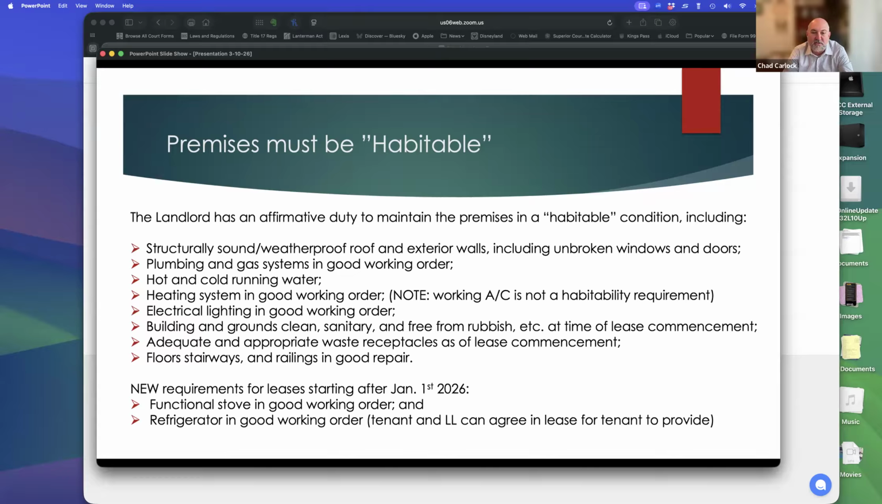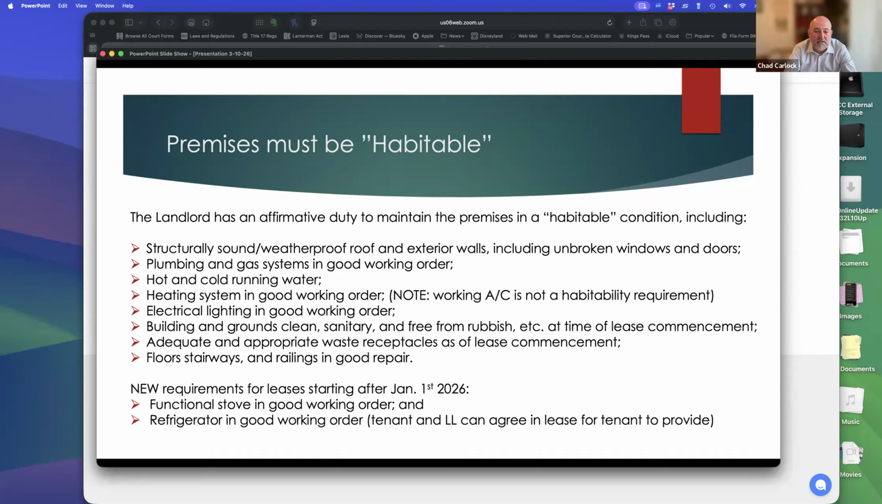The building and the grounds clean, sanitary, and free from rubbish at the time of lease commencement. So it has to be in good shape when they move in. Then the responsibility shifts to the tenant to maintain it in that clean, sanitary, free from rubbish condition. And we can talk a little bit later about what happens if they don't. There have to be adequate and appropriate waste receptacles as of lease commencement. I was just talking about that a minute ago. Here in Davis with Recology, that's the 3 different types of receptacles that are available and accessible for your tenants.